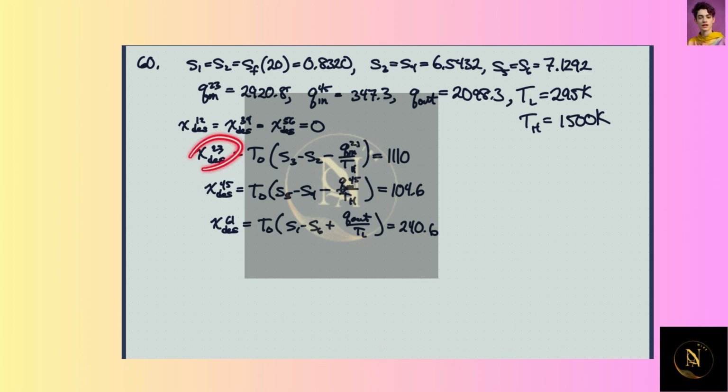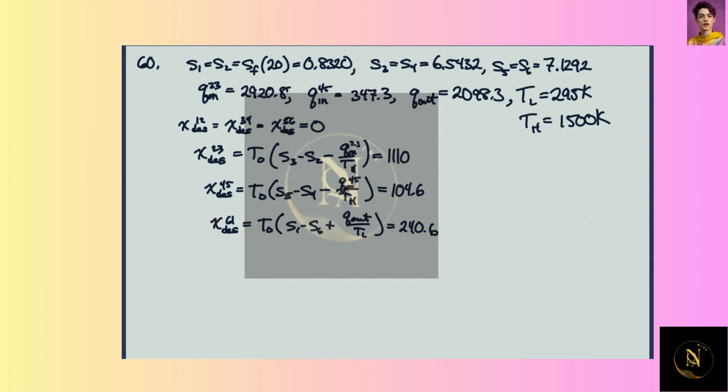Now we have exergy destroyed in these two parts of the boiler. In the first part of the boiler, coming from the pump, we get an exergy destruction of 1110 kilojoules per kilogram. And then the exergy destroyed from the steam coming from the turbine and getting reheated is another 104.6 kilojoules per kilogram.